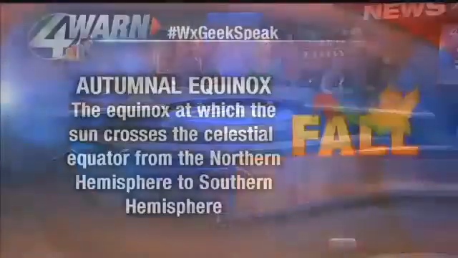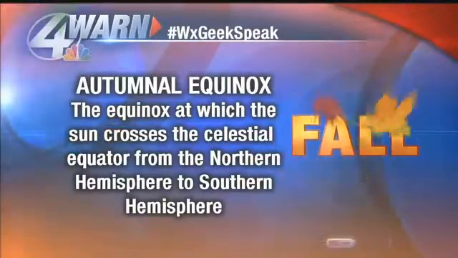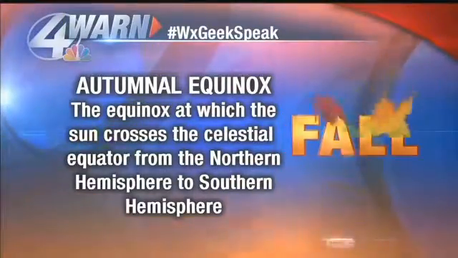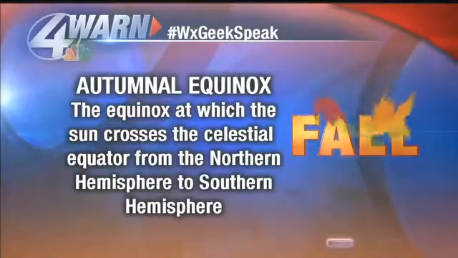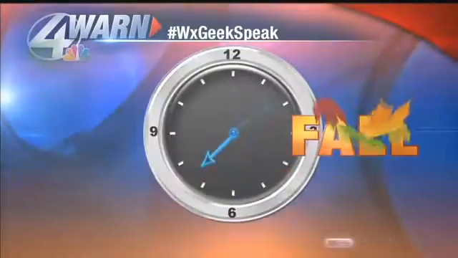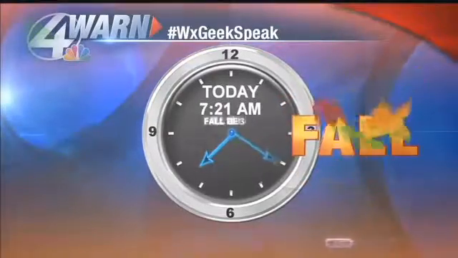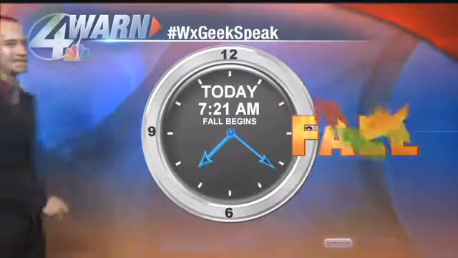It's 6 o'clock in the morning. We're going to dive right into the glossary of meteorology with Weather Geek Speak, and it does deal with the start of fall, the autumnal equinox. The definition out of the glossary says it's the equinox at which the sun crosses the celestial equator from the northern hemisphere to the southern hemisphere, and that will occur at 7:21 this morning Tucson time.